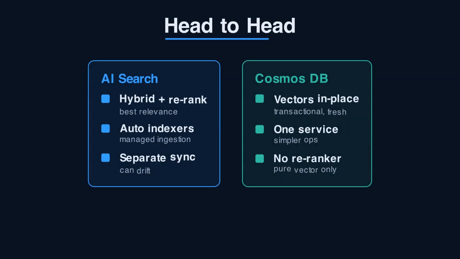AI Search wins on relevance. Hybrid retrieval, semantic re-ranking, and faceting are first class, and indexers handle ingestion for you. But it's a separate system you must keep in sync with your source of truth, and that sync can drift. Cosmos DB wins on simplicity and freshness. Vectors update transactionally with the document, so there's no lag and no extra service. The cost is weaker relevance tuning, since you're doing pure vector search without a built-in re-ranker. It's the classic specialist versus integrated trade-off.